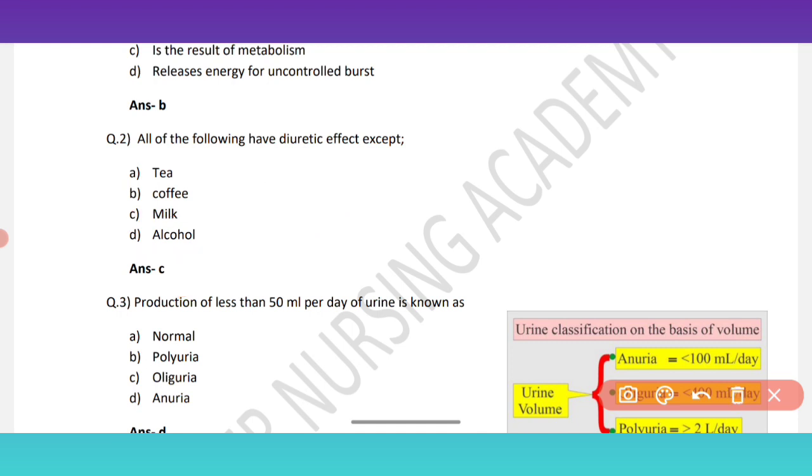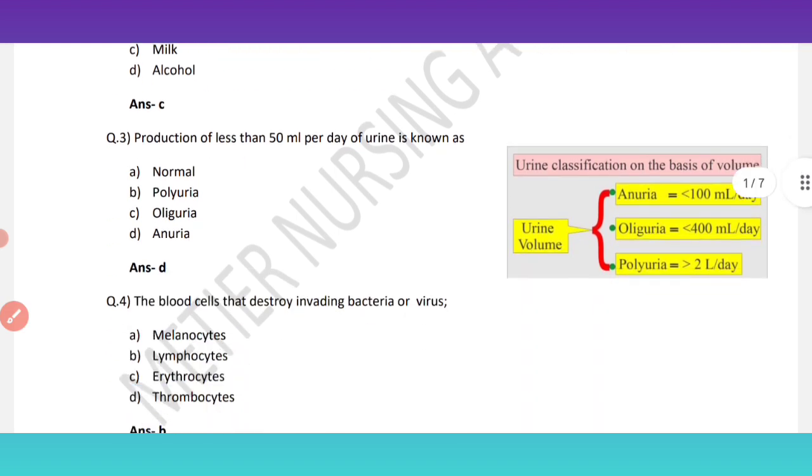The next one: production of less than 50 ml per day of urine is called as. Very simple question. All the questions they have asked in these exams are direct and simple questions, which we could expect even 10 years before.